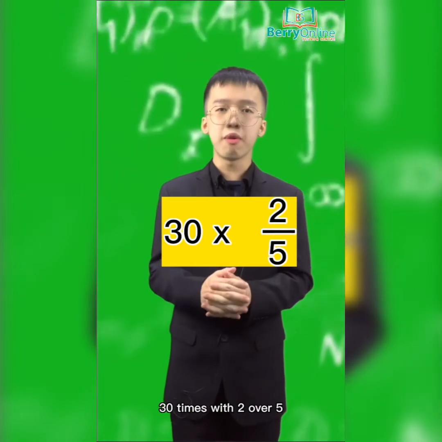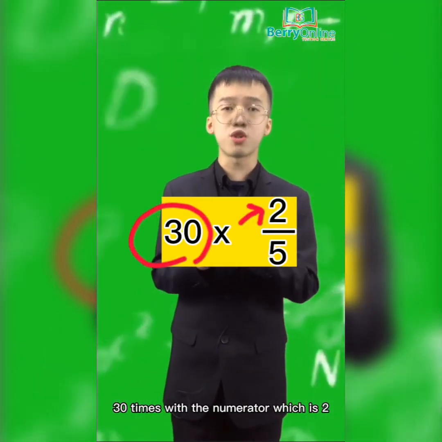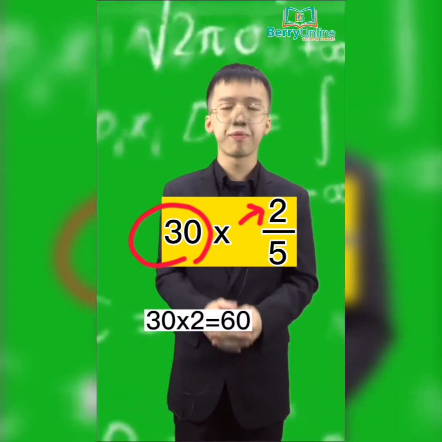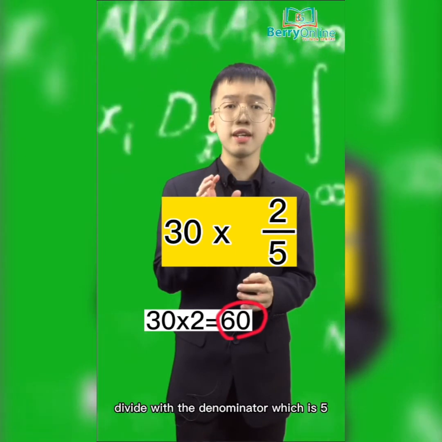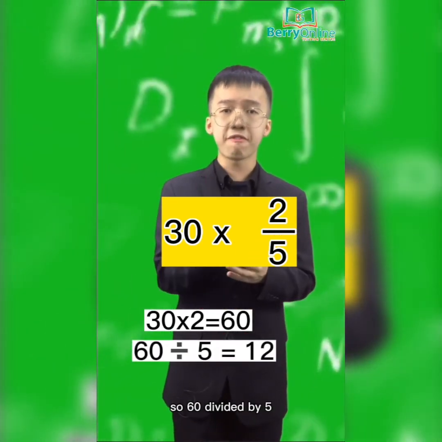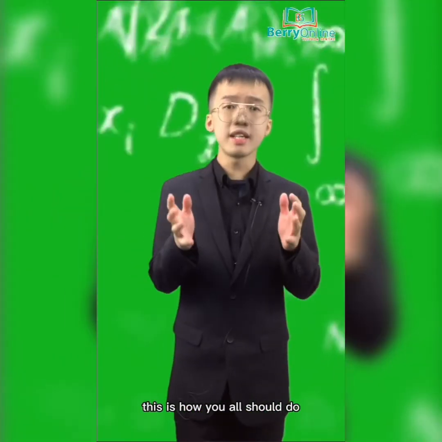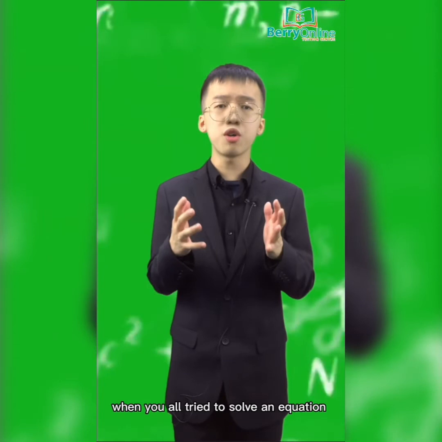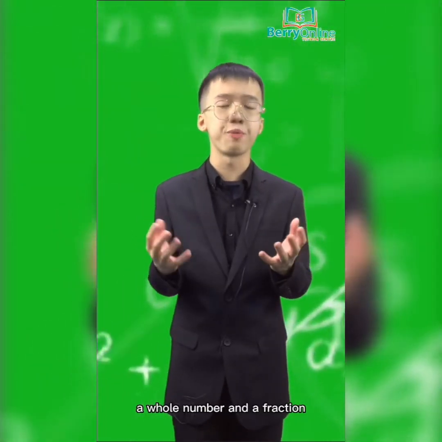30 times with 2 over 5. So the first step is you need to use 30 times with the numerator, which is 2. So the answer will be 60. After that, you need to use the answer, which is 60, divide with the denominator, which is 5. So 60 divided by 5, the answer that you got is 12. This is how you all should do when you try to solve equations which involve multiplications between a whole number and a fraction.